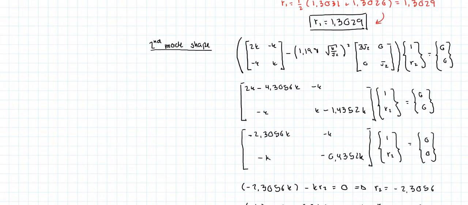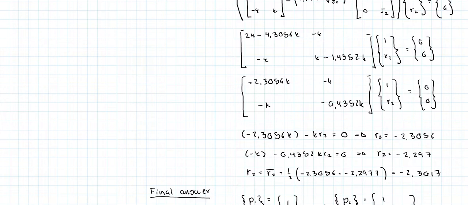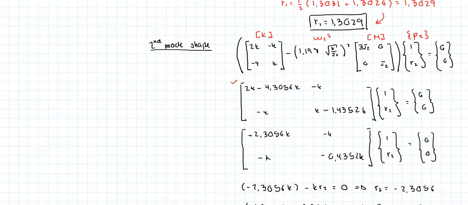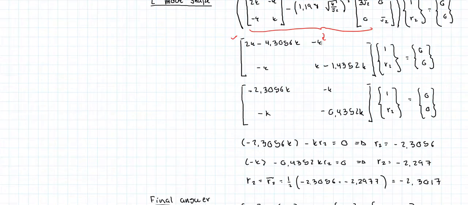We repeat the same process. This is the stiffness matrix. This is the second natural frequency squared. This is the inertia matrix. And this guy over here is the second eigenvector. Now we substitute with the values that we know, and we expand this term over here. We're left with this matrix.